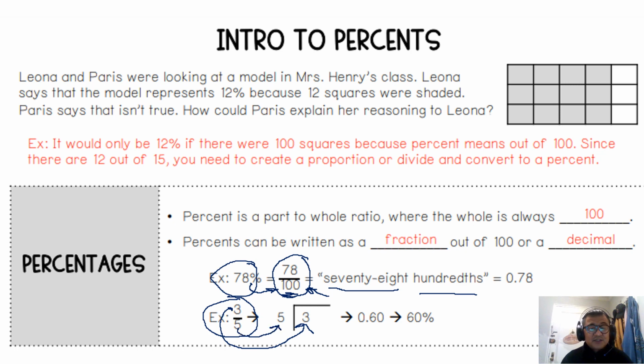Don't make it 5 divided by 3. It should be 3 in the calculator, 3 first, divided by 5. And you will get 0.60. That's already 60 hundredths. If it's already in the hundredths, simply move the decimal point 2 places to the right, that's 60, and affix your percent sign, 60%.